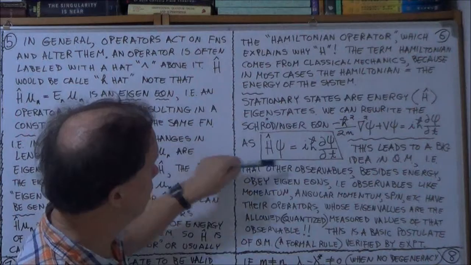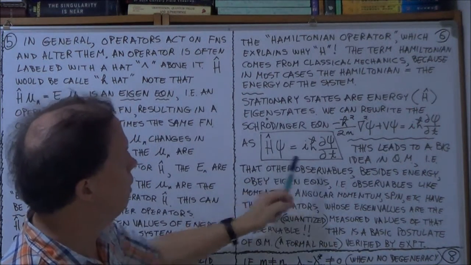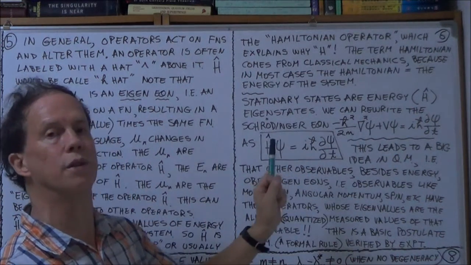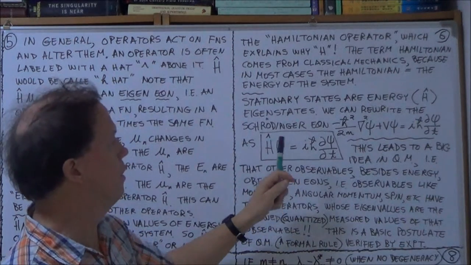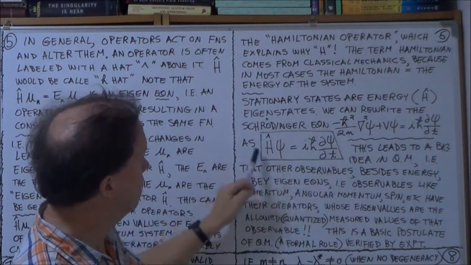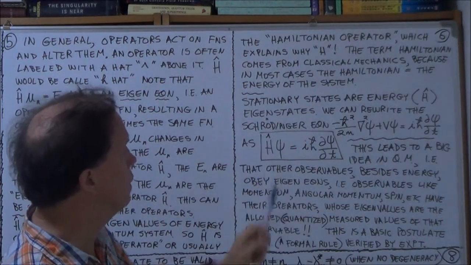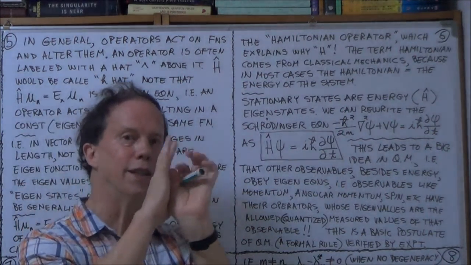I put a rectangle around it. That's really important. We're now writing quantum mechanics, the Schrödinger equation, a very important approach, I suppose, a very important component of quantum mechanics. We've now rewritten the Schrödinger equation in terms of operators, in this form.